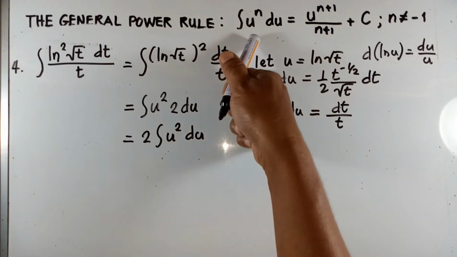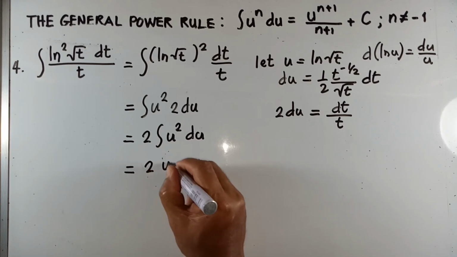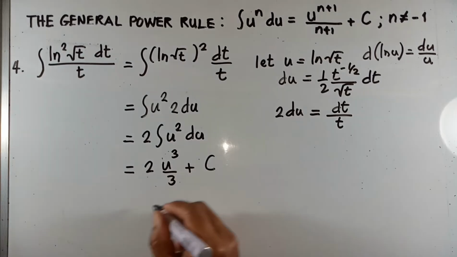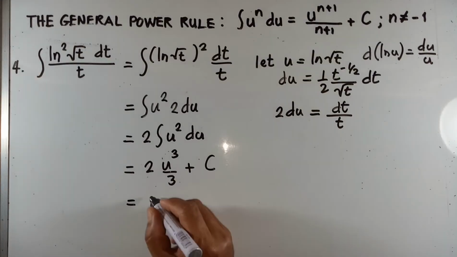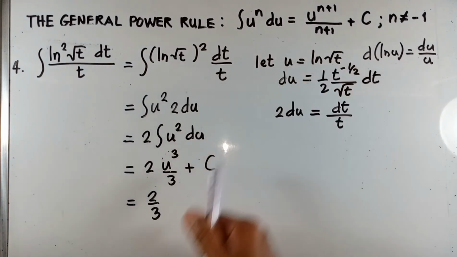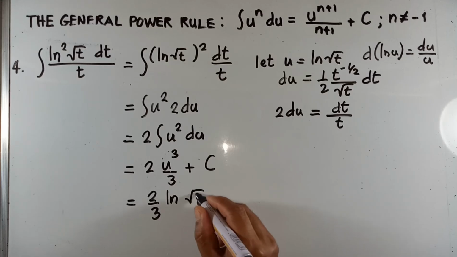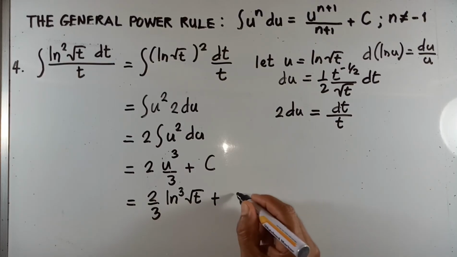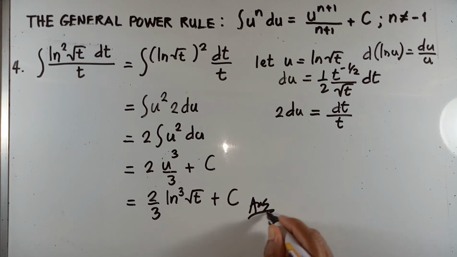Tapos now, we may now apply the general power rule. Then, this is equal to 2 u raised to 3 over 3 and then plus c. After that, we are going to substitute back the value of u. Yeah, we will have 2/3. So, yung u equals siya sa ln of square root of t. Ln of square root of t raised to 3, and then plus the constant of integration c. So, this is now the answer.